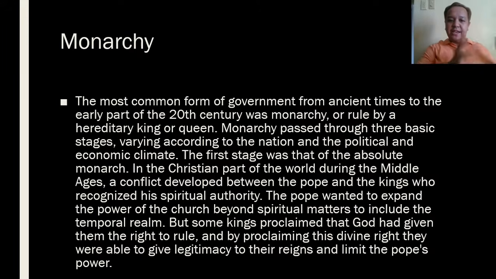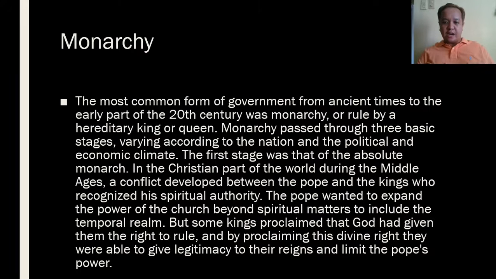Dating back from the ancient times to the early part of the 20th century, it was the monarchy, or rule by the hereditary king or queen. So monarchy passes through three basic stages, varying according to the nation and the political and the economic climate. So the first stage was the absolute monarchy, no?